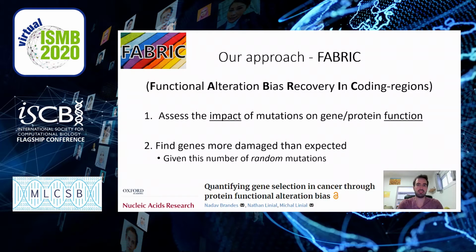So we developed Fabric, a new method that works in two simple steps. First, given the list of observed mutations, it will try to assess their impact on protein coding genes. And then second, it will try to find those genes that seem to be more damaged than expected. I will say that this work was recently published in Nucleic Acids Research. So if you want to read and learn more about the method, you can find it there. And it has the exact same title as the title of this talk.